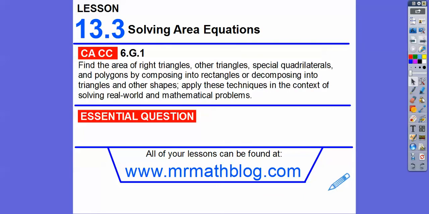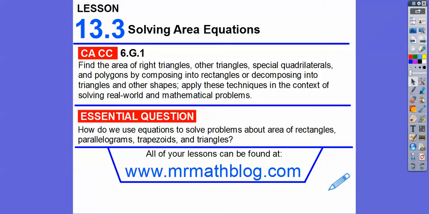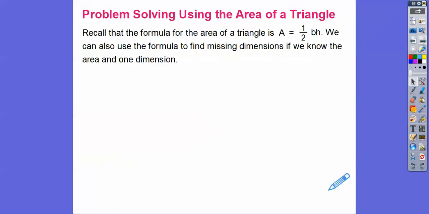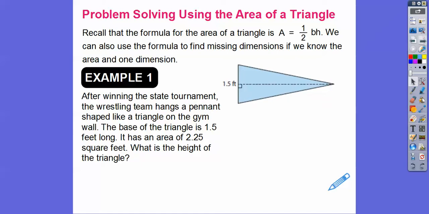Here we're just going to use those equations to solve some problems. How do we use the equations to solve problems about all those figures that we just spoke about? Okay, let's go ahead and get started. Recall the formula for the area of a triangle is 1/2 base times height. We can also use this formula to find the missing dimensions if the area is known and one of the dimensions is known.